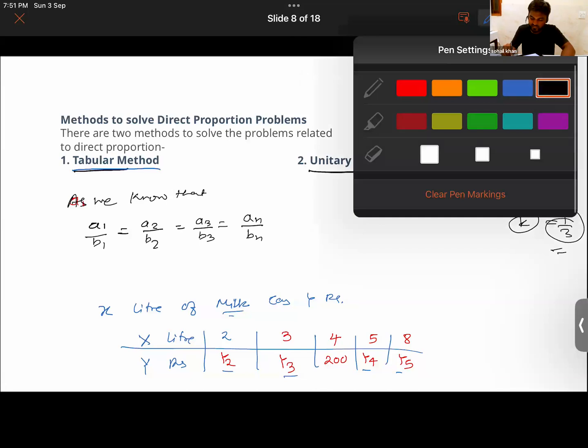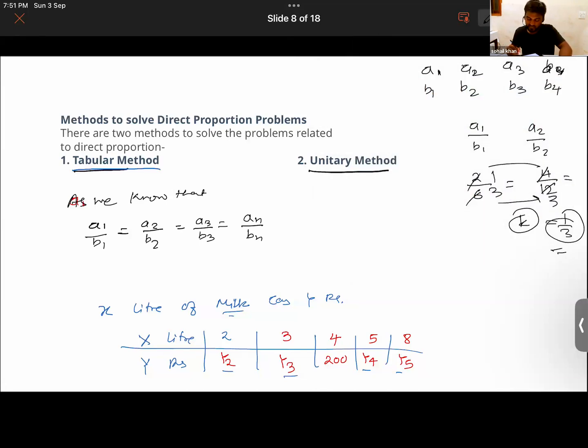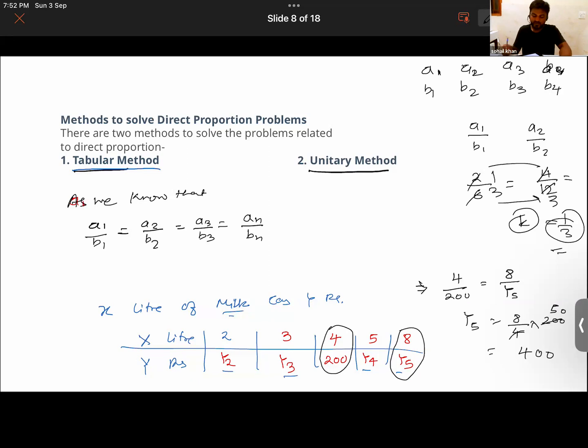Let's pick up any two ratios here. For example, let's pick out this one. Just do tell me which ratio should I pick up here. Just take anyone. So 8 by Y5. Okay, let's take it here. So now equate the two ratios here. 4 upon 200 equals 8 upon Y5. So you have got three values here, one is unknown value, so it can be found easily. Y5 will be 8 upon 4 into 200. So 400. So for 8 liters, the cost of milk here is 400 rupees.